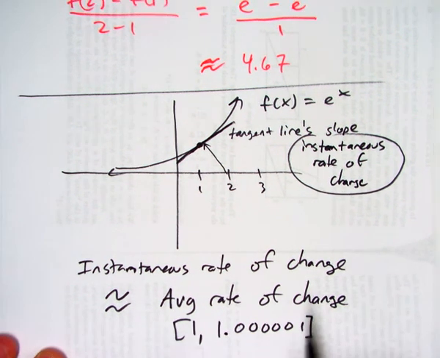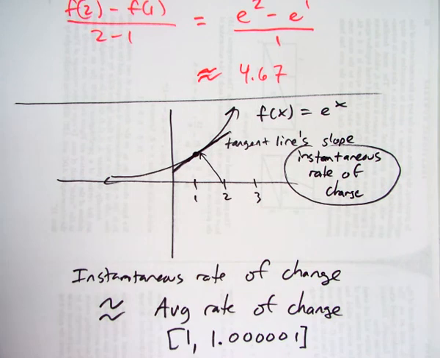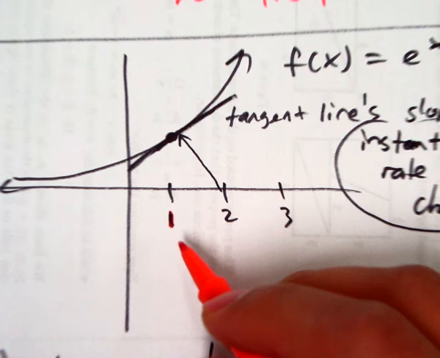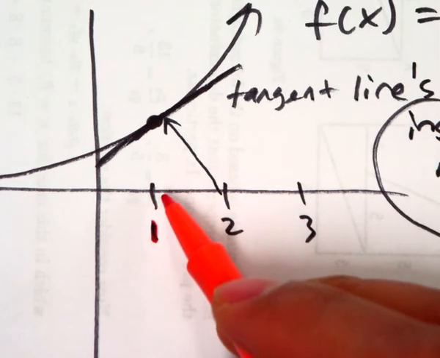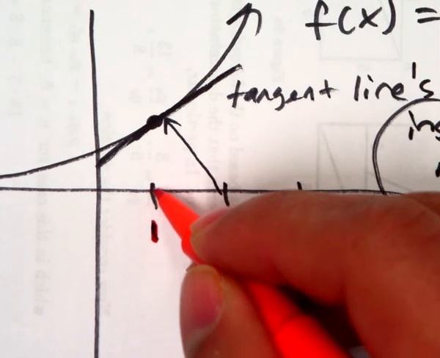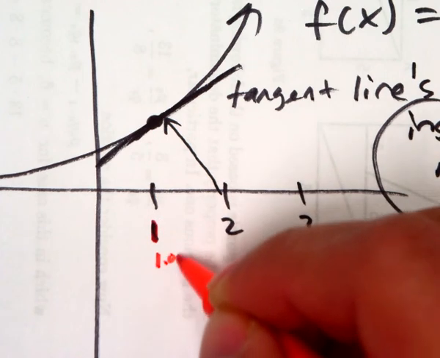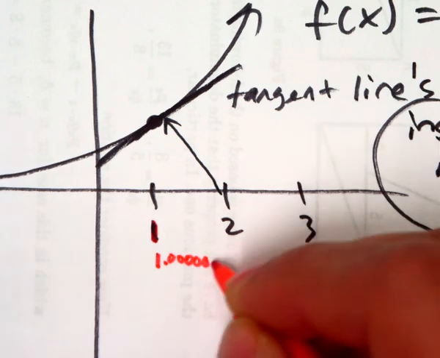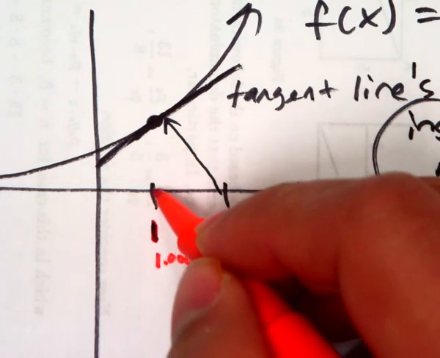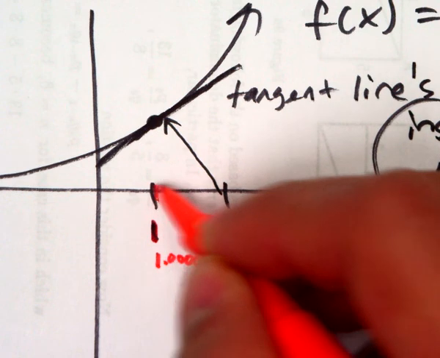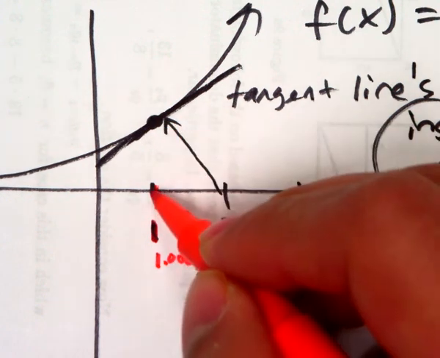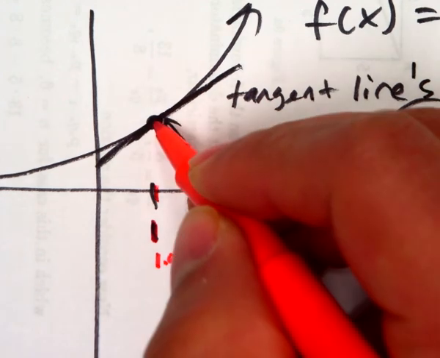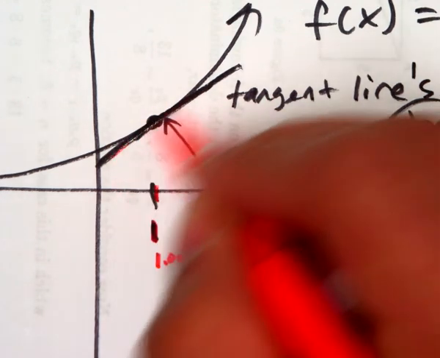So what does that mean? If I'm at 1, let me zoom in, and I go just a tiny little bit to the right, I can't even draw it, because 1.0000001, how many zeros? 1, 2, 3, 4, 5 zeros. This point is practically right on top of it. It's so close that you can't even tell. So when I find the average rate of change from 1 to 1.000001, this average is going to be pretty much the same thing as this tangent line.